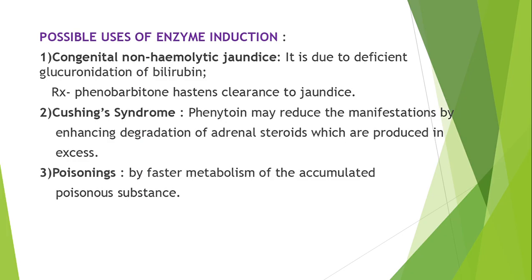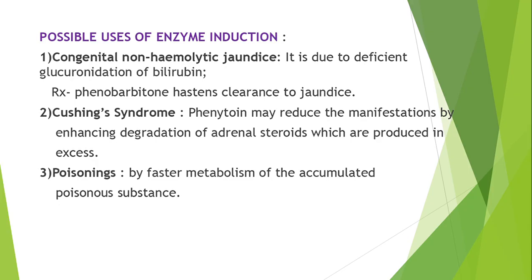Then coming to possible uses of enzyme induction. Congenital non-hemolytic jaundice is due to deficient glucuronidation of bilirubin. For example, phenobarbital hastens the clearance of jaundice. Then Cushing syndrome: phenytoin may reduce the manifestations by enhancing degradation of adrenal steroids which are produced in excess. So these are possible uses of enzyme induction.